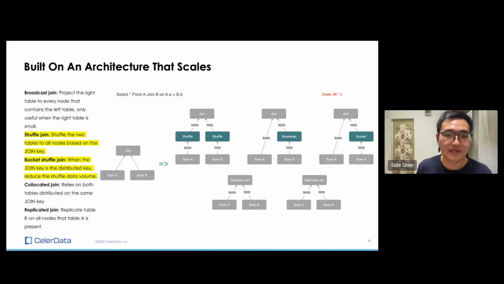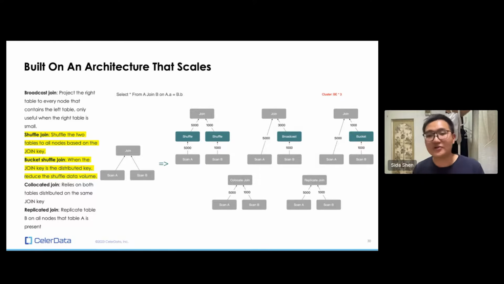The only option that ClickHouse has is that either you first have to know about your query pattern beforehand, and your data distribution needs to be based on that, so that you can do a collocated join or replicated join, or you can do a broadcast join where the right table needs to be very small.